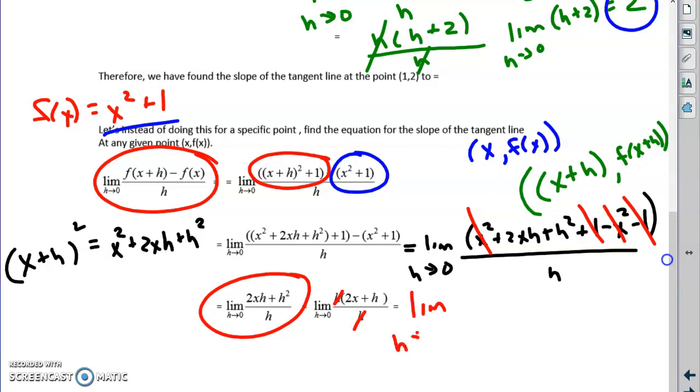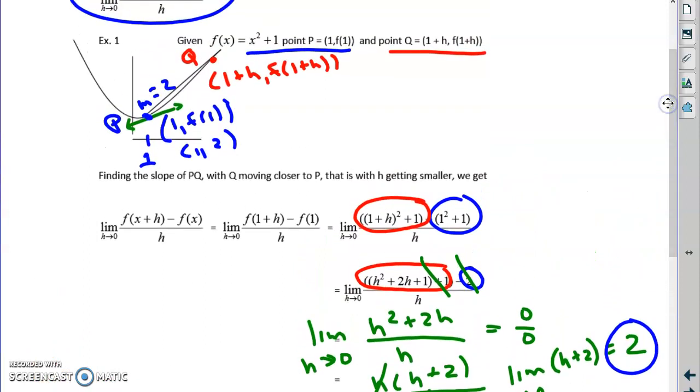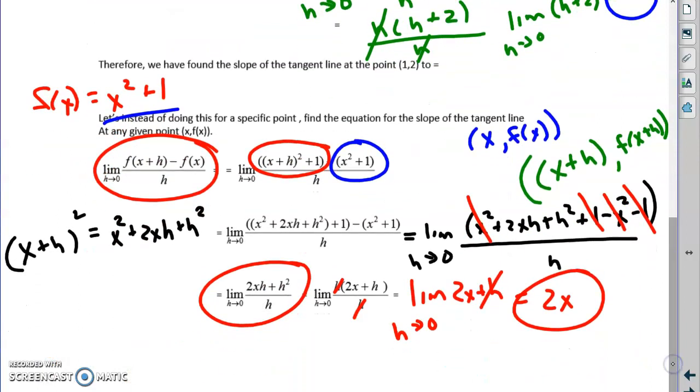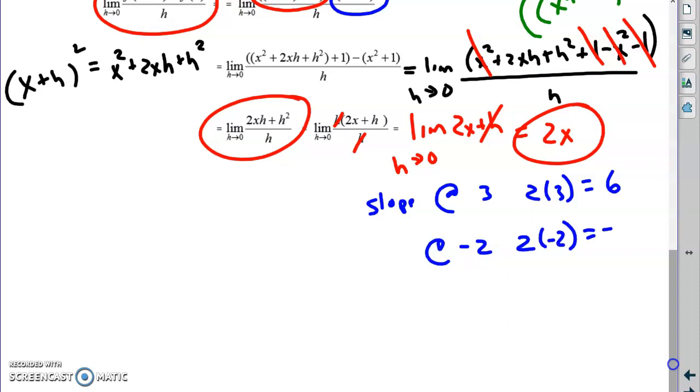Limit as h approaches 0 of 2x plus h. We can now plug that in, it is 2x. What's that? That is the tool we could use to find the slope of any tangent line to this curve. If I wanted to find the slope at 3, I would just say 2 times 3, the slope would be 6. If I want to find the slope at negative 2, 2 times negative 2, the slope would be negative 4.